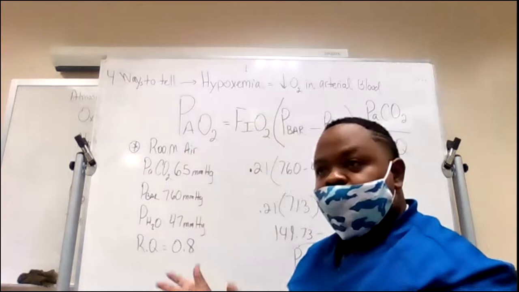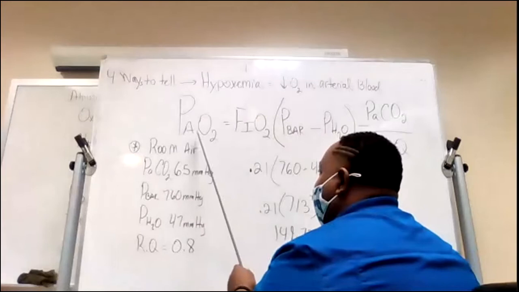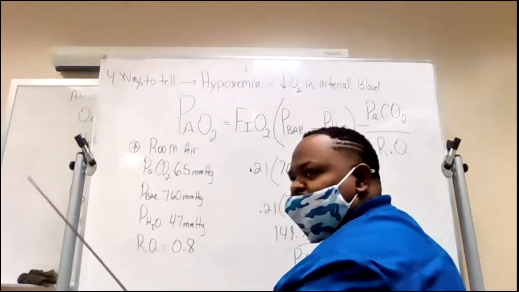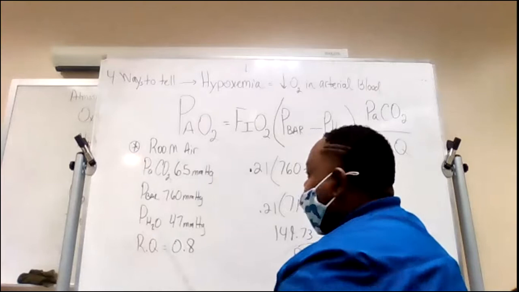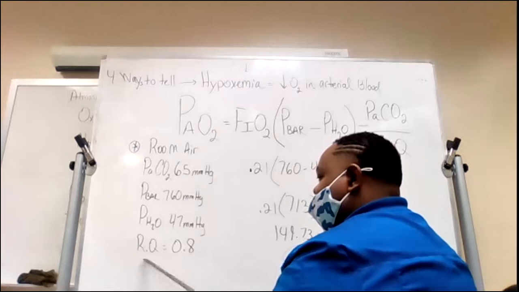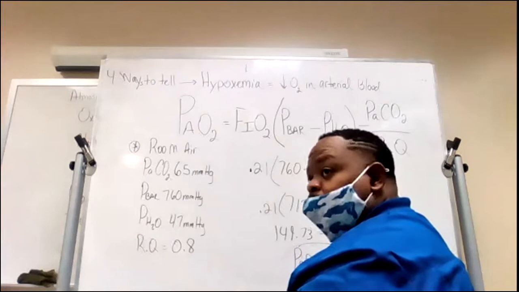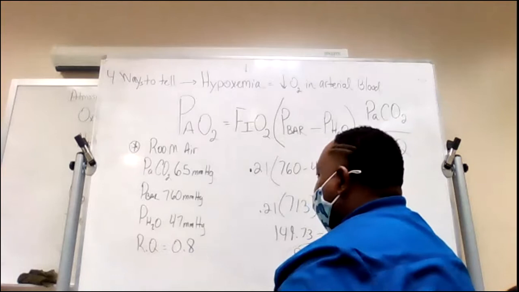Your alveolar oxygen pressure should be 100, which is 99.73, which rounds to 100 millimeters of mercury. That's when everything is normal. Room air, CO2 of 40, PBAR 760, H2O of 47, and an RQ of 0.8. The 760 is the normal for PBAR, and 47 is the normal for the pressure of water. Normal RQ is 0.8, right?